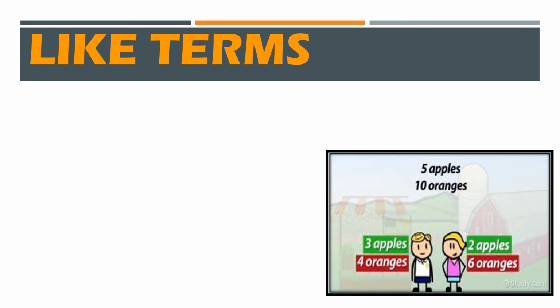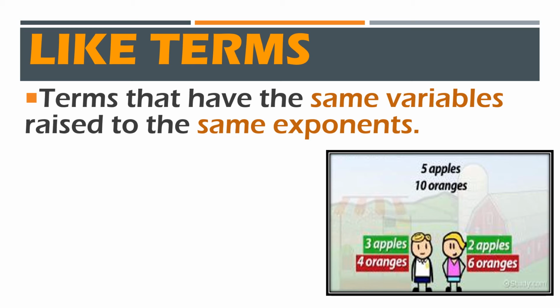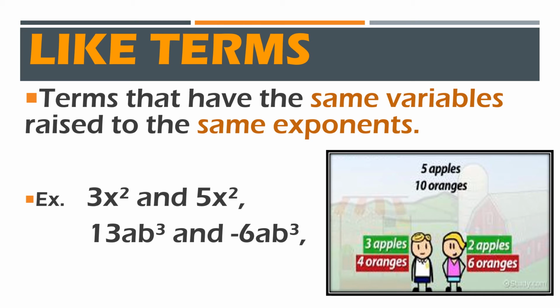How do we identify like terms? These are terms that have the same variables raised to the same exponents. Example, 3x squared is the same term as 5x squared. It's just the same as we say 3 apples and 5 apples. Okay? So they are the same. Another example, 13ab cubed and negative 6ab cubed. As you can see, they have the same variables, which are a and b, and they have the same exponents. For a, the exponent is 1, for b, the exponent is 3. So they are the same, or like terms.